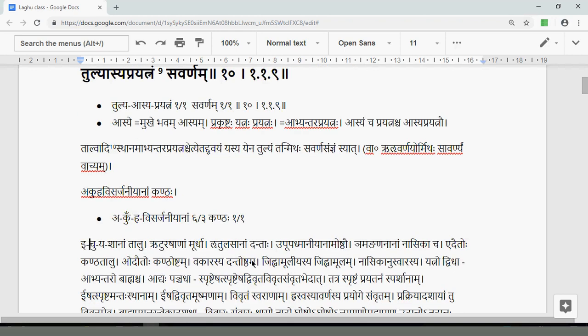Similarly, where you do the uccharana of i, there itself the cha varga should be uttered without moving the tongue. It should not shift from there. For whatever pronunciation changes are needed, you make them. But where you utter i, there itself you utter the cha varga, yakara and shakara, Shankara's shakara. That is the talavya shakara. Ichu yashanam talu. Talu is neuter, therefore you don't see any visarga. Talu, talu ni, that's how it will decline, like madhu in neuter.